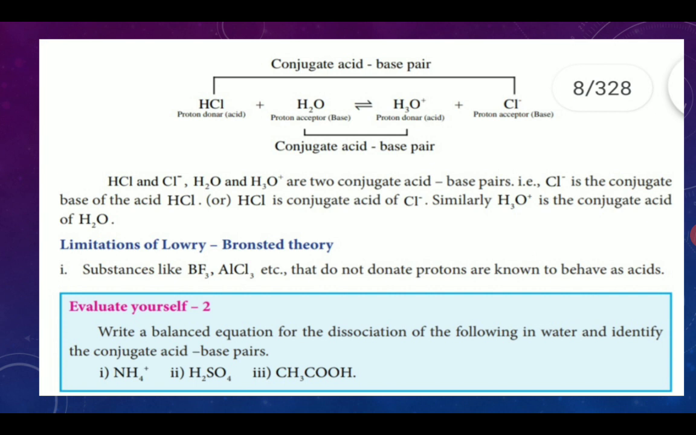There is some evaluation given for you to do yourself. Please go through them and find out whether they are acids or bases, as given down there: sulfuric acid, acetic acid and ammonia. Apply the Lowry-Bronsted theory.